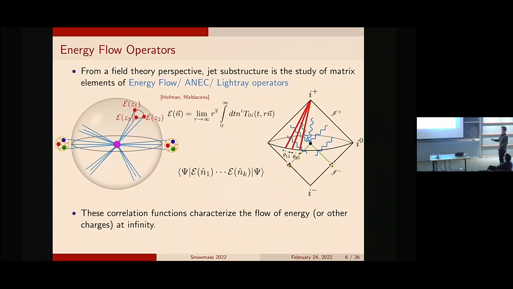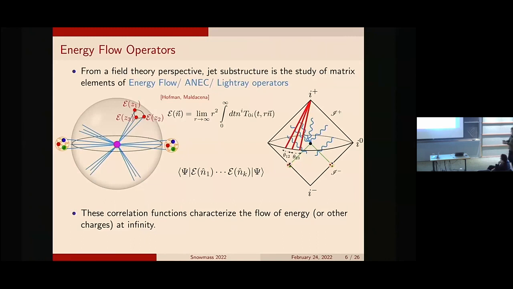This was proposed about 10 years ago by Hofman and Maldacena, or at least clearly articulated, that what one is really doing is studying matrix elements of what are called energy flow, ANEC, or light ray operators, depending on your background, which can be thought of as a quantum field theory definition of a calorimeter cell. They're actually very intuitive: they're just some integral of the stress tensor projected into some particular direction. You integrate over time because your detector is just running, and then you move them off to infinity because that's where the detector is.